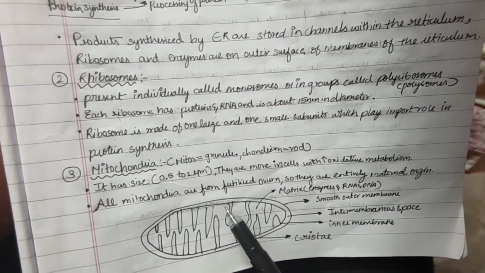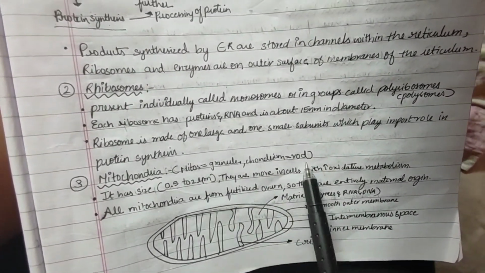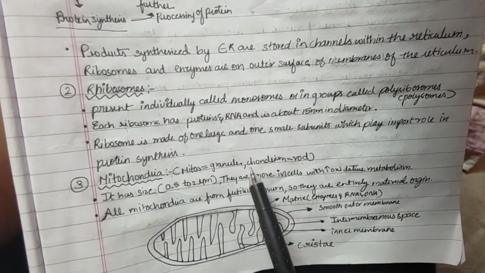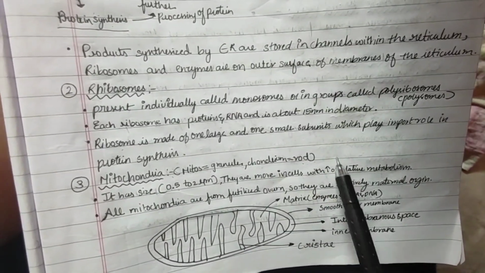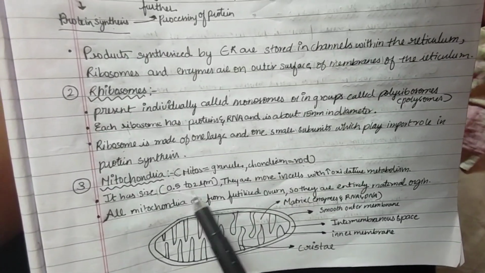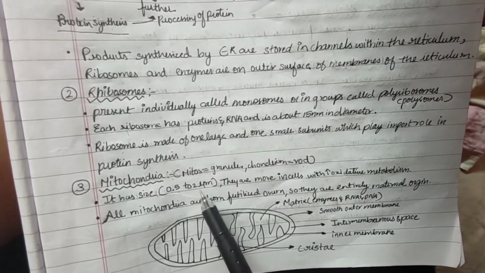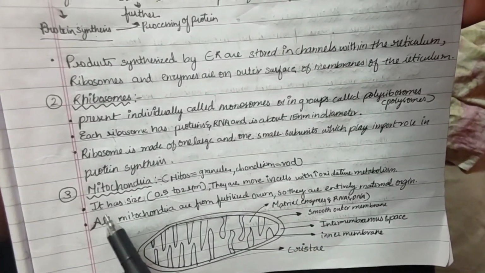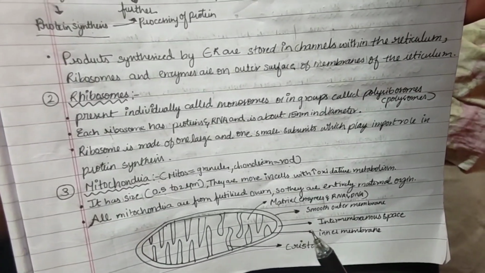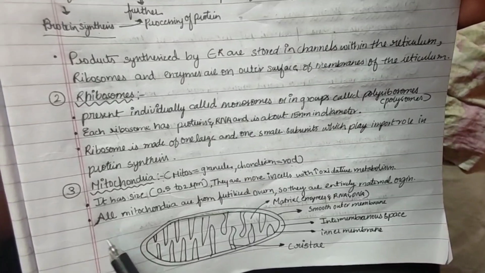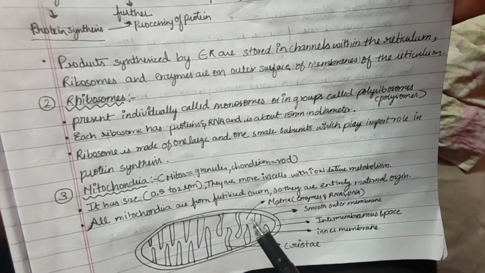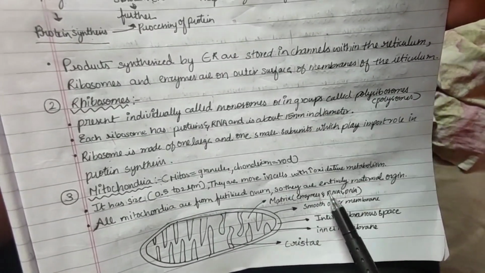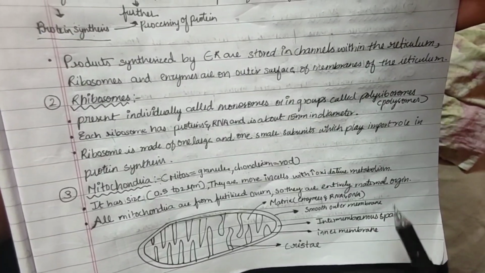Now the third organelle is mitochondria. Here you can see the meaning of mitochondria: mitos is granule and chondrin is rod. According to its meaning, it appears as a rod or granule when we see it in the electron microscope. It has a size of about 0.5 to 2 micrometer, and there are more mitochondria in cells if the oxidative metabolism is high in the cell. And all mitochondria are formed in the fertilized ovum, so they are entirely of maternal origin.